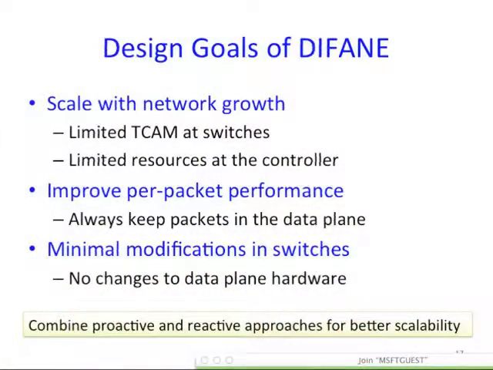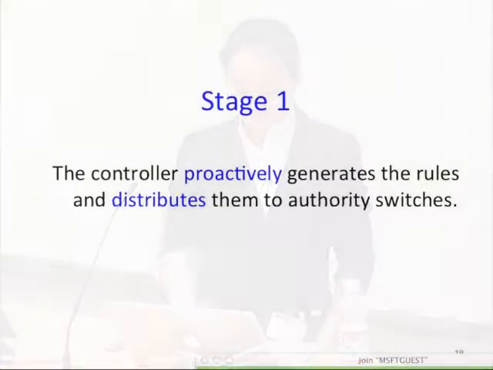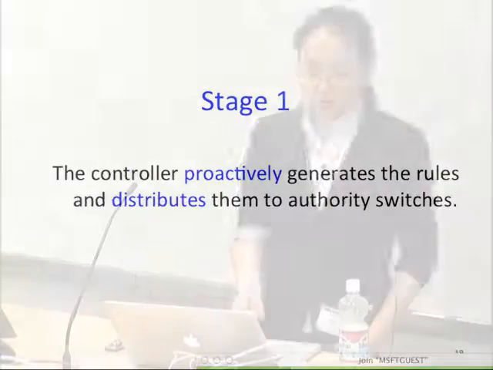And our idea is very simple. We just want to combine this proactive approach and reactive approach together so that we can have better scalability, higher throughput, and lower delay. DFIN's design has two stages. In the first stage, the controller proactively generates the rules and distributes them to some authority switches.